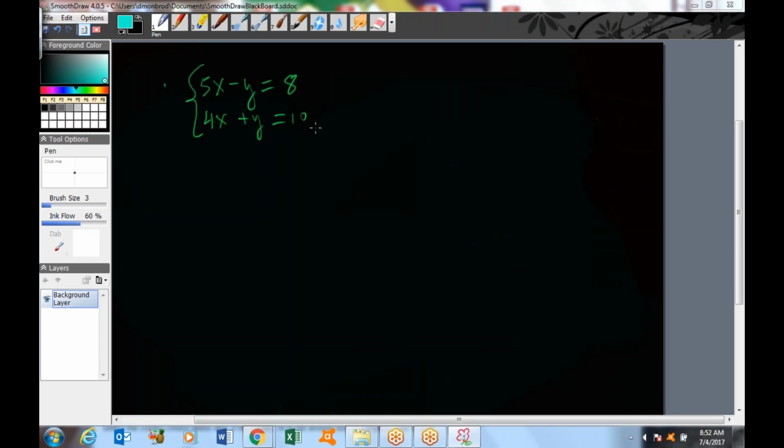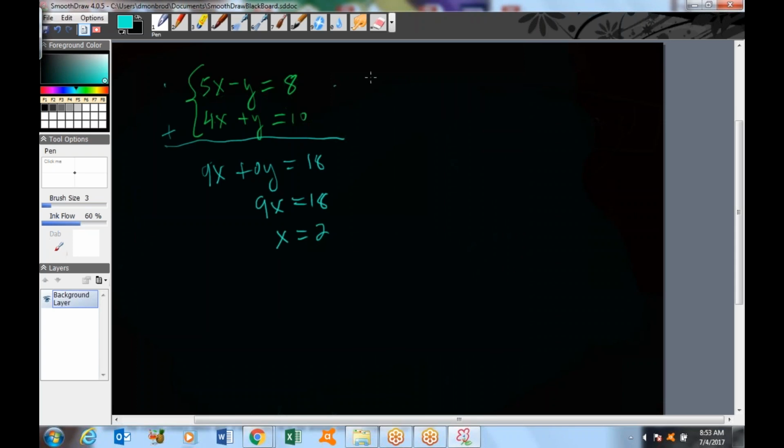So we notice that if I were to add these two equations, literally add the left side to the left side and the right side to the right side, which is legitimate since we're assuming they're equal, we are adding the same quantities to both sides. If I add, I would get a 9x here, and this would be a 0y, and this would be an 18. So what I've done is I've removed one of the variables. I have one equation, one unknown. So I solve this: x equals 2.